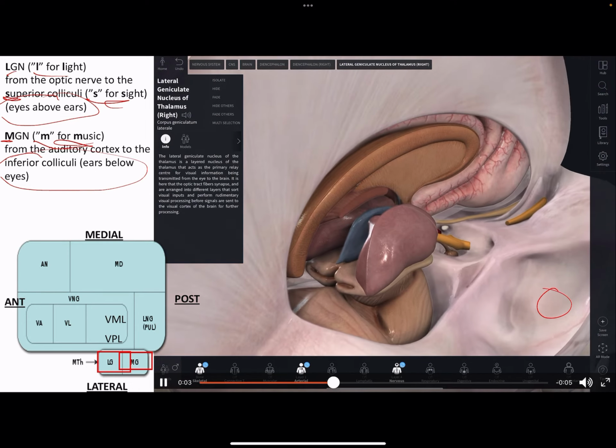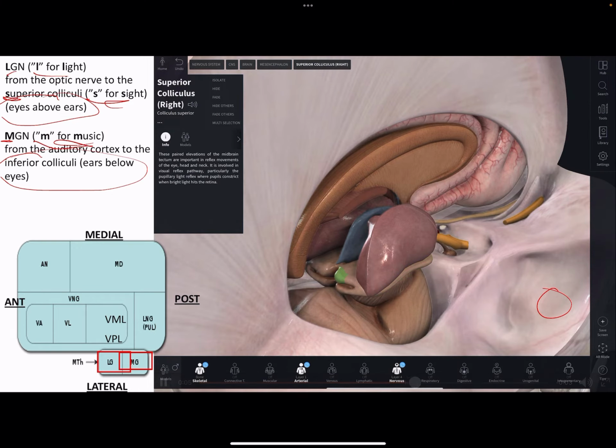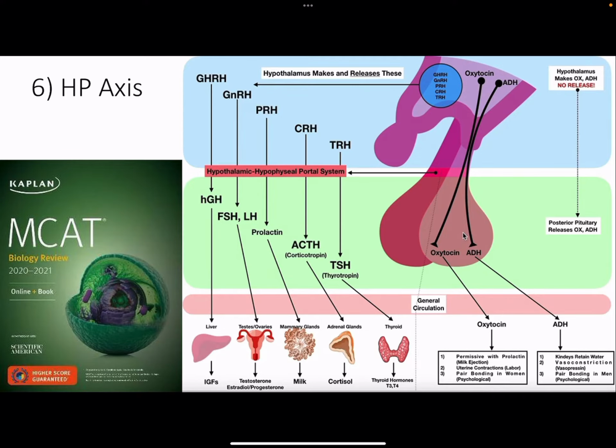All right, to the lateral geniculate nucleus from the optic tract, into the superior colliculi, just to contrast this now, showing the inferior colliculi. Okay, our sixth and final subcortical supratentorial structure is the hypothalamus and the pituitary system, which together work in an axis. So we have our anterior pituitary and our posterior pituitary, and they're going to be communicating with the hypothalamus.